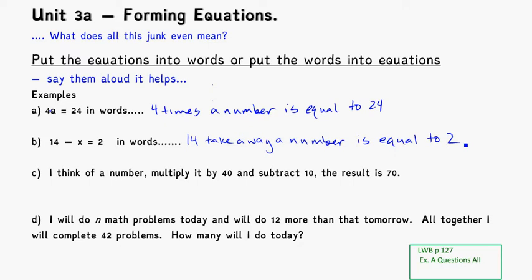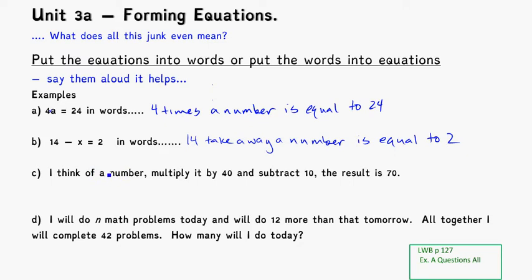And sometimes it's the other way around. I'll give you all the words, and you've got to think about what's the equation that you would use to solve the riddle, or solve the problem. I think of a number, multiply it by 40, then subtract 10, and the result is 70. So again, I've written this problem, I know what the number is supposed to be, but you don't. So call the number something that you don't know.